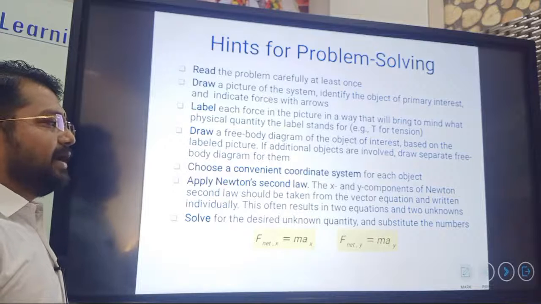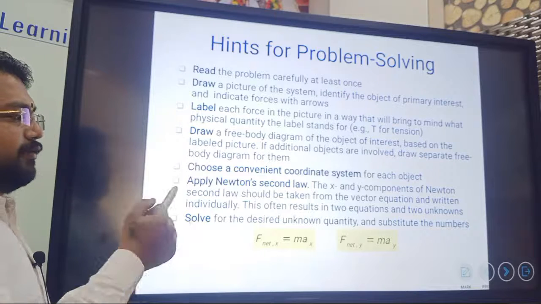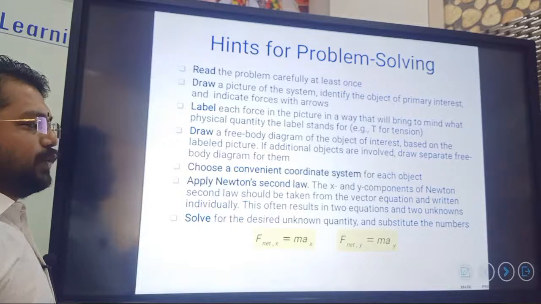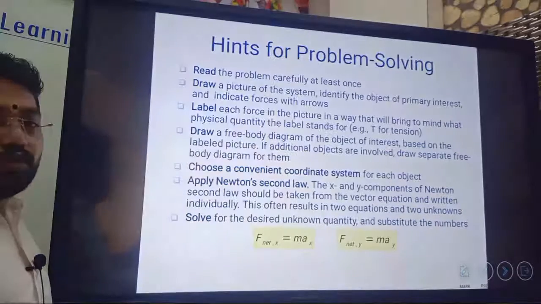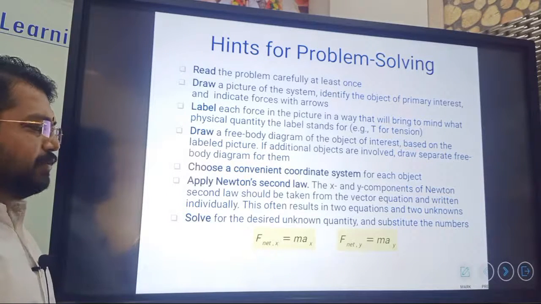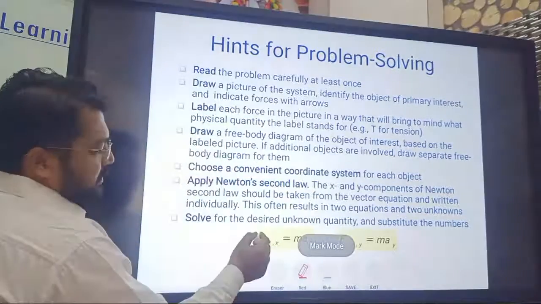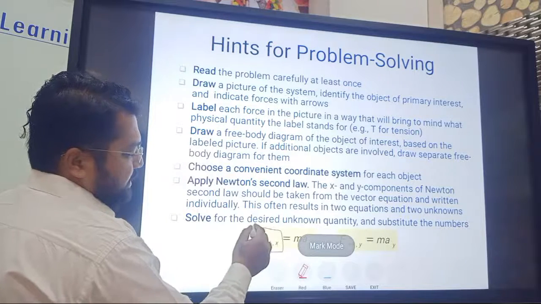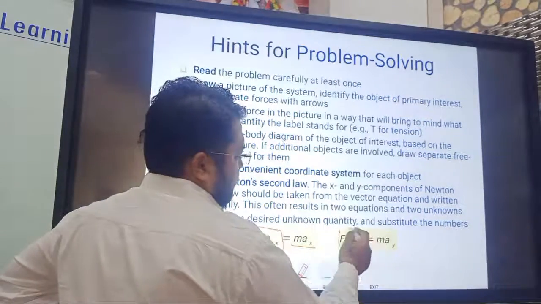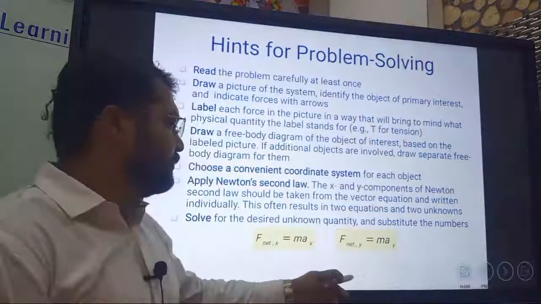The x and y components of Newton's second law should be taken from the vector equation and written individually. This often results in two equations and two unknowns. So solve for the desired unknown quantity and substitute the numbers. So for example, if we are talking about x, then F net with respect to x is nothing but ma x, and F net y is equal to ma y. ये याद रखकर हमें हर एक फोर्स को अप्लाई करना है.